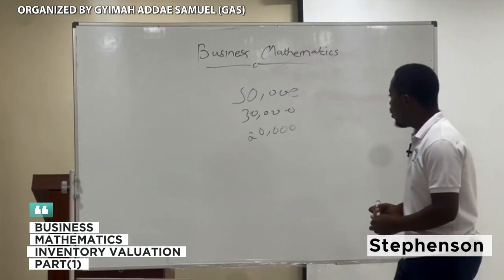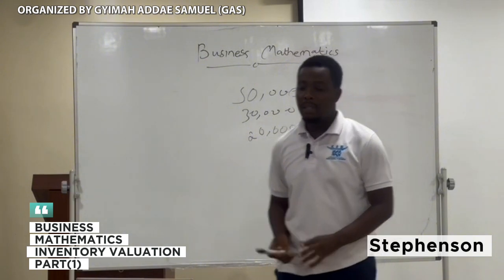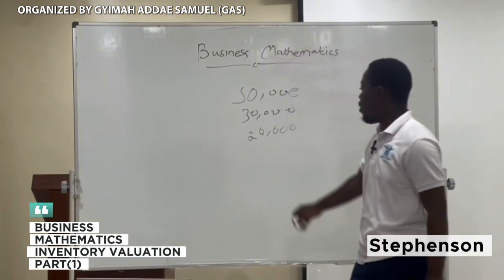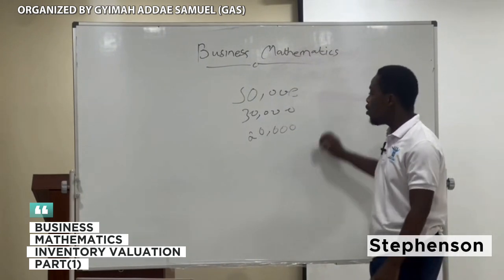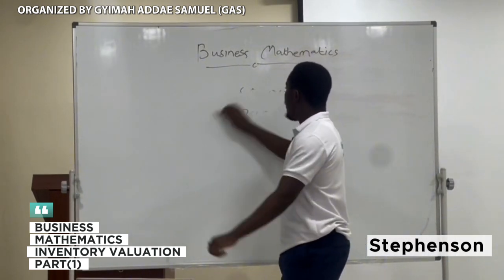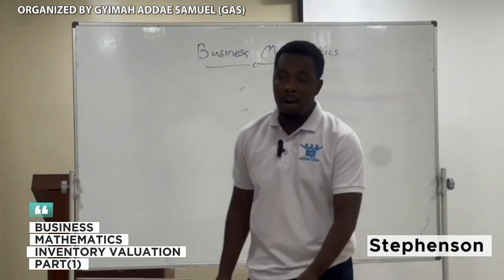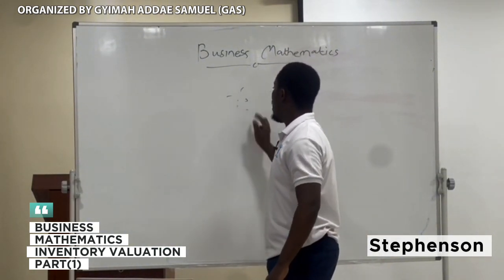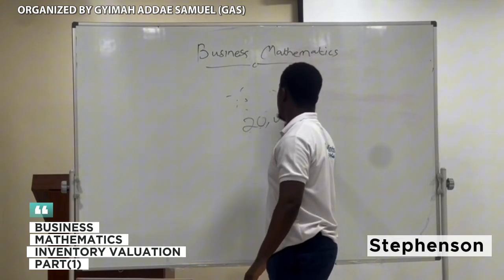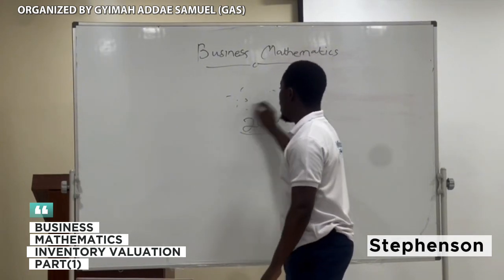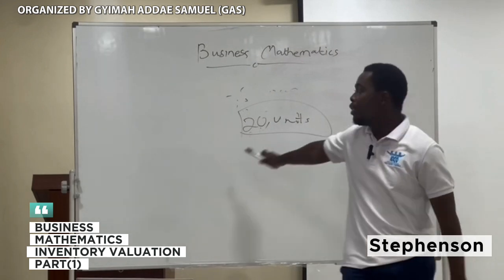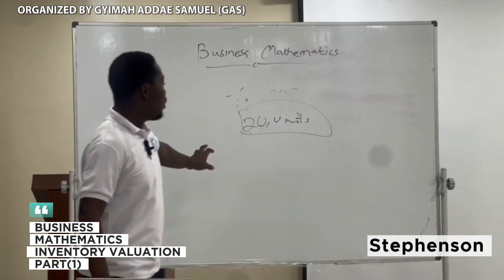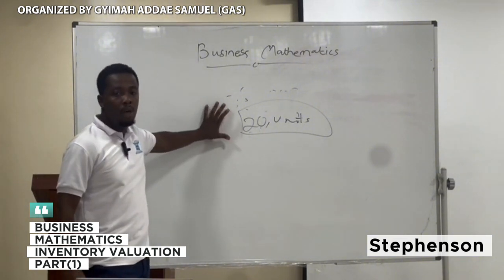With inventory valuation, you won't be given the value straightforward. When I was explaining inventory, I gave out the value straightforward. But with inventory valuation, they will just give you the amount or the unit. Let's say I have 20 units left at the end of my accounting period. So that 20 units, I have to value it. Me valuing these 20 units is what we mean by inventory valuation.